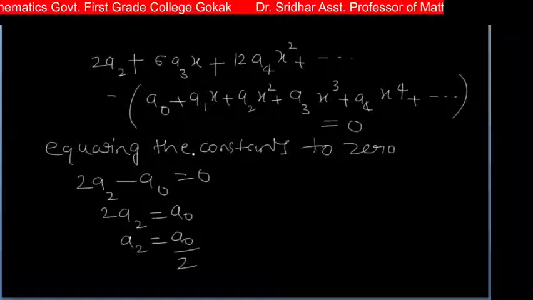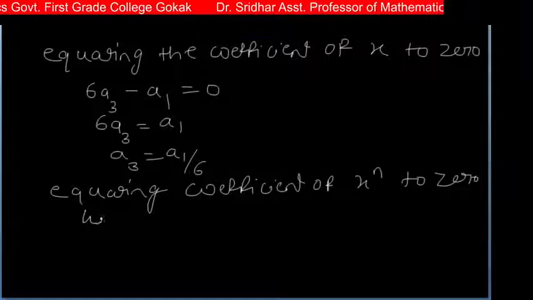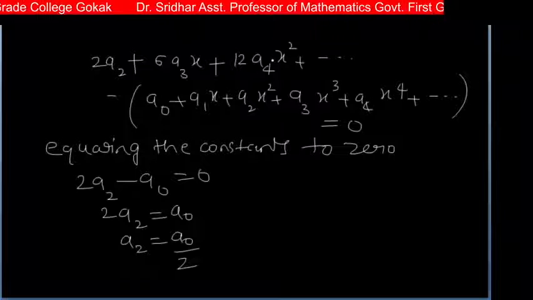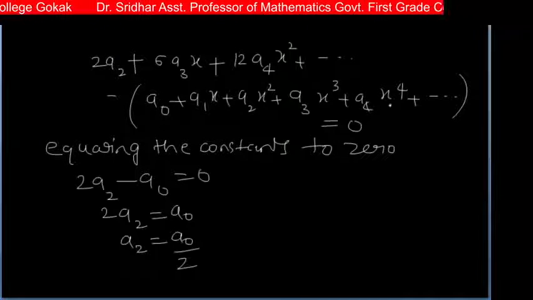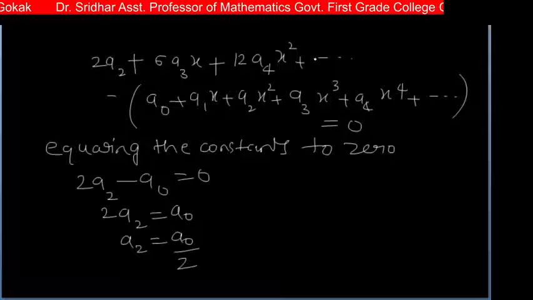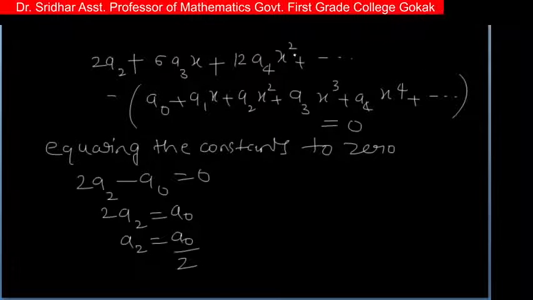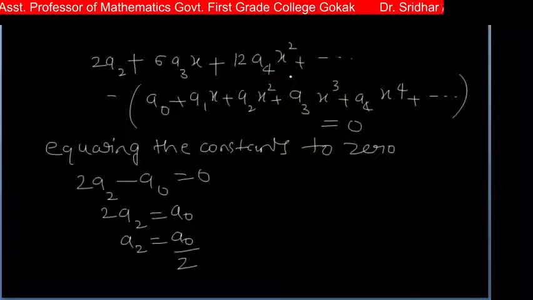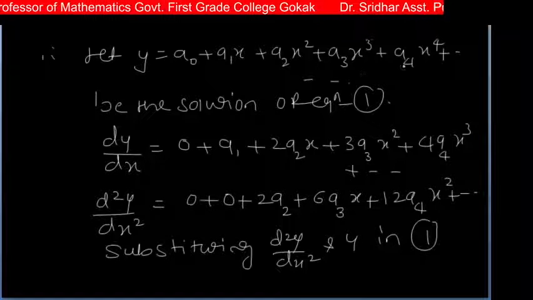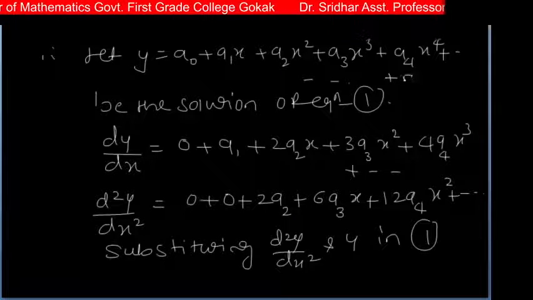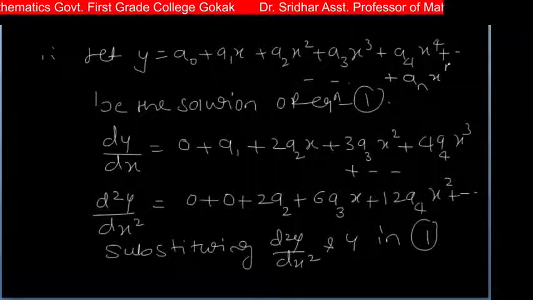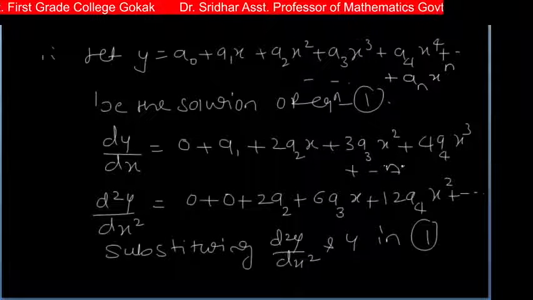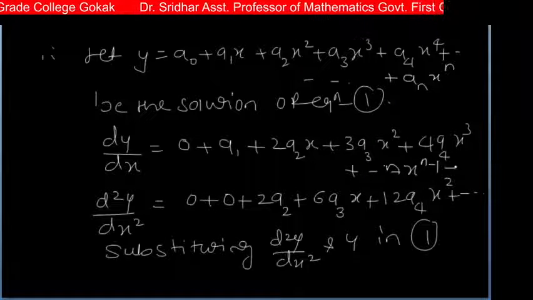So we obtain, similarly here, if I take the last term as an into x raised to n, then dy by dx becomes n into x raised to n minus 1, and so on.